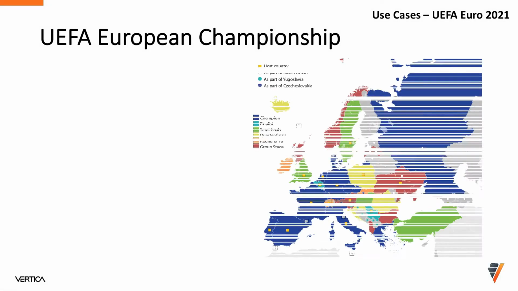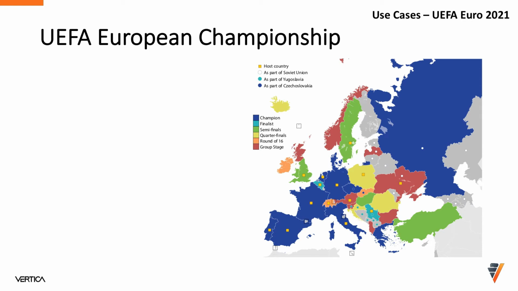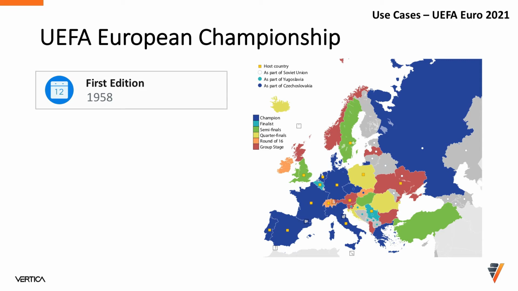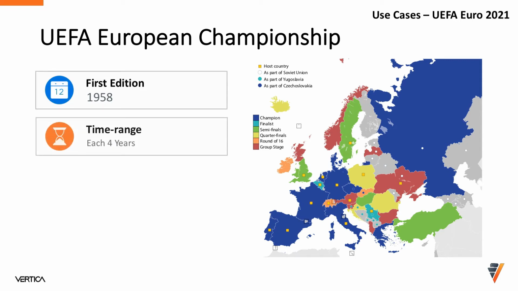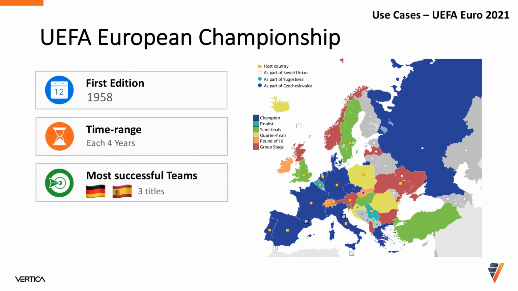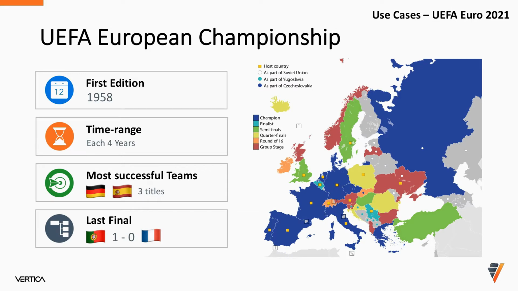The UEFA European Championship evolved over time by including more and more teams. The first edition took place in 1958, and it is organized every 4 years, except for the current edition which was delayed because of COVID-19. Spain and Germany are the two most successful teams with 3 titles. And in the last championship, France faced Portugal in the final. France had its best team since 1998 and they were at home. They lost 1-0. We can see the complexity of the use case, where predicting the exact rank might be hard and it is totally different from predicting the game's outcome.